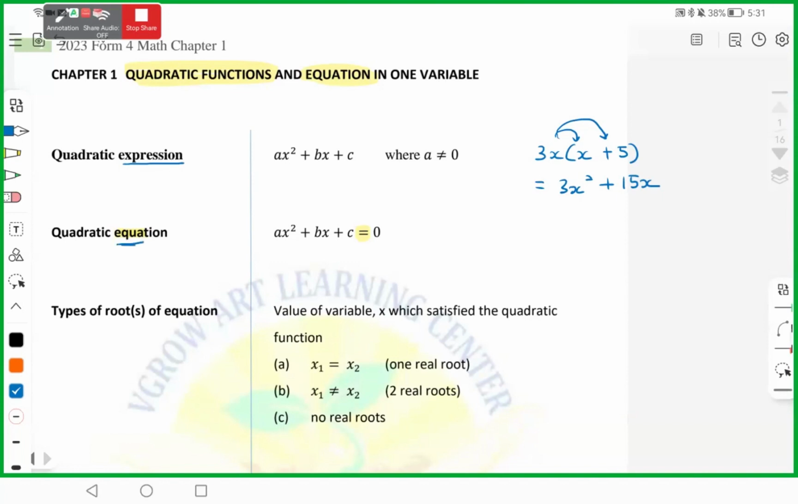Equation, equal. So we proceed with 3x squared plus 15x equal to 0. Then we can tell that this is an equation. When we have an equation, then we need to solve. Solve means we want to find out the value of the unknown or the variable. So what is the value of x in this case? We can use the factorization method to get the value of x.